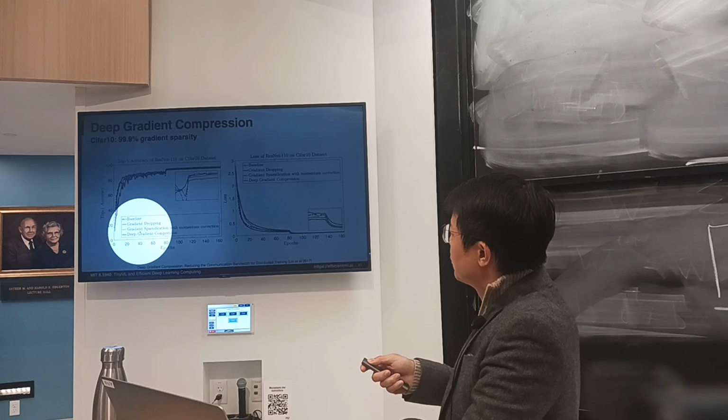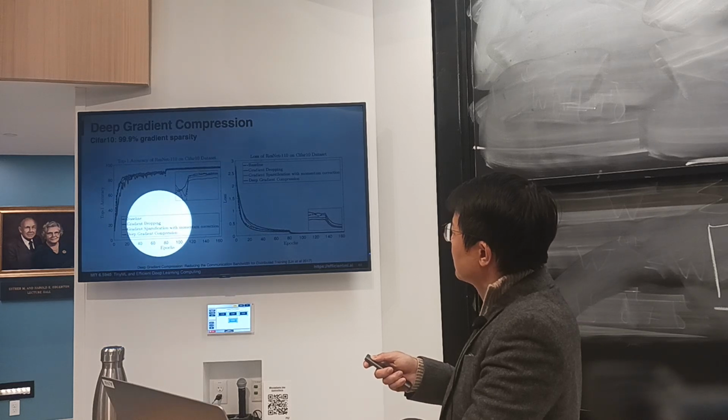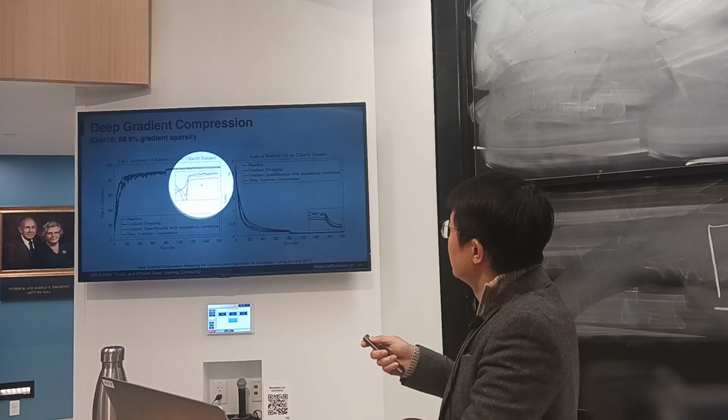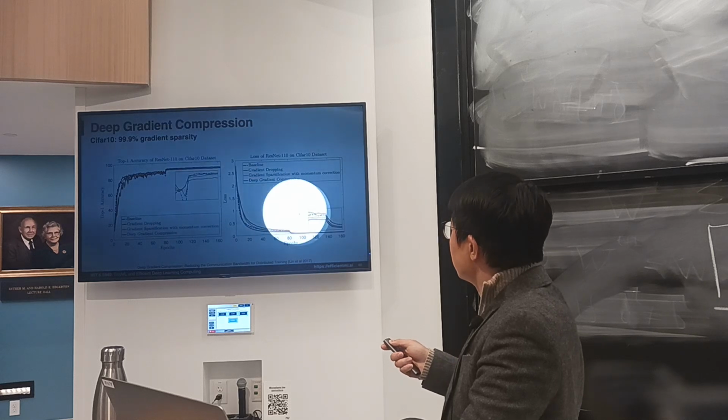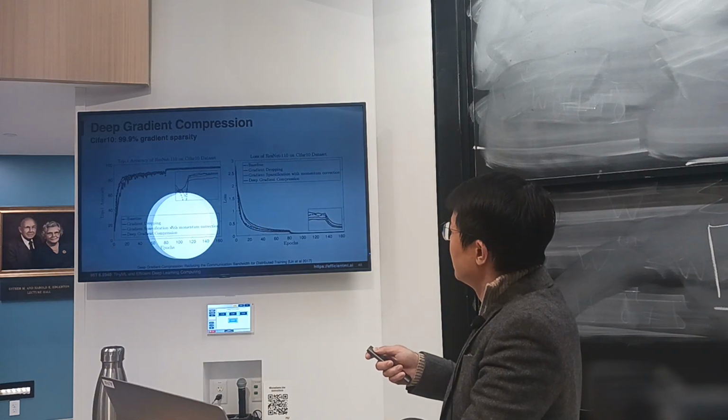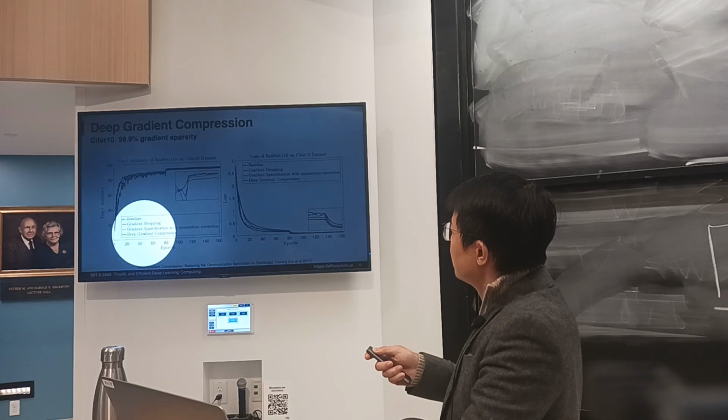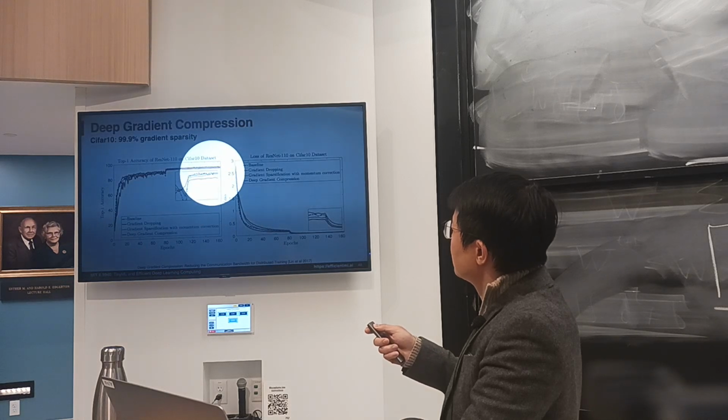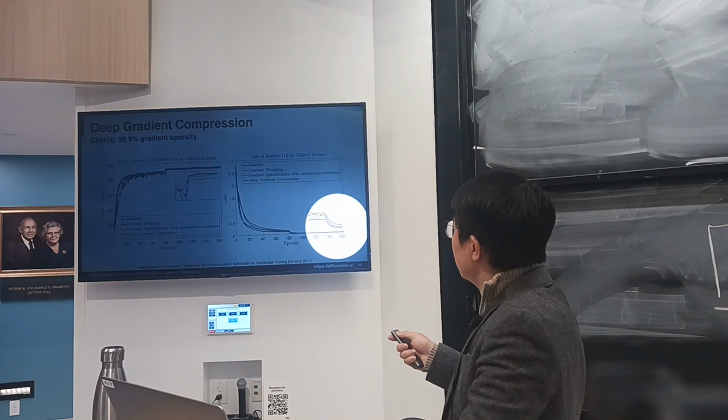The yellow one is gradient sparsification with momentum correction, only sparsification with correction without warm up. It's better, but it's still worse compared with the baseline. And deep gradient compression is in purple. Purple is closely matched with the baseline. And here in purple, it's even lower than the baseline.